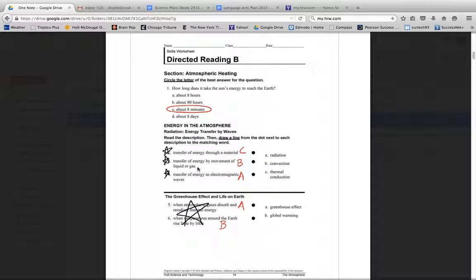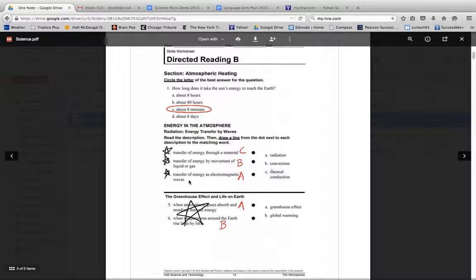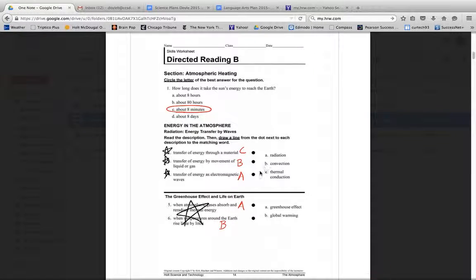Three, the transfer of energy by movement of a liquid or a gas is B, convection. So when hot air is moving, for example, in your house, you probably have hot air vents that in the wintertime have hot air coming out of them, and that's convection because the warm air is moving through your house. And four, the transfer of energy as electromagnetic waves is A, radiation. An example of radiation is the sun radiating energy all the way through space to reach Earth.